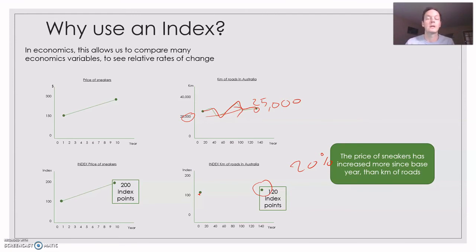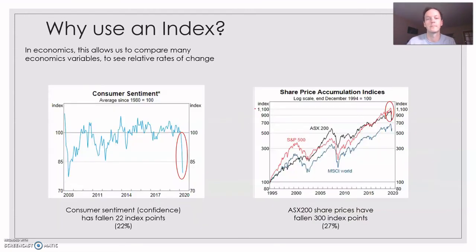So it's important when you're writing questions on terms of trade, you don't say things like, it's increased by 25%, because that's not true. It's increased by 25 index points. All right, here's another real example from economics on why we use an index. So we can compare very different things.